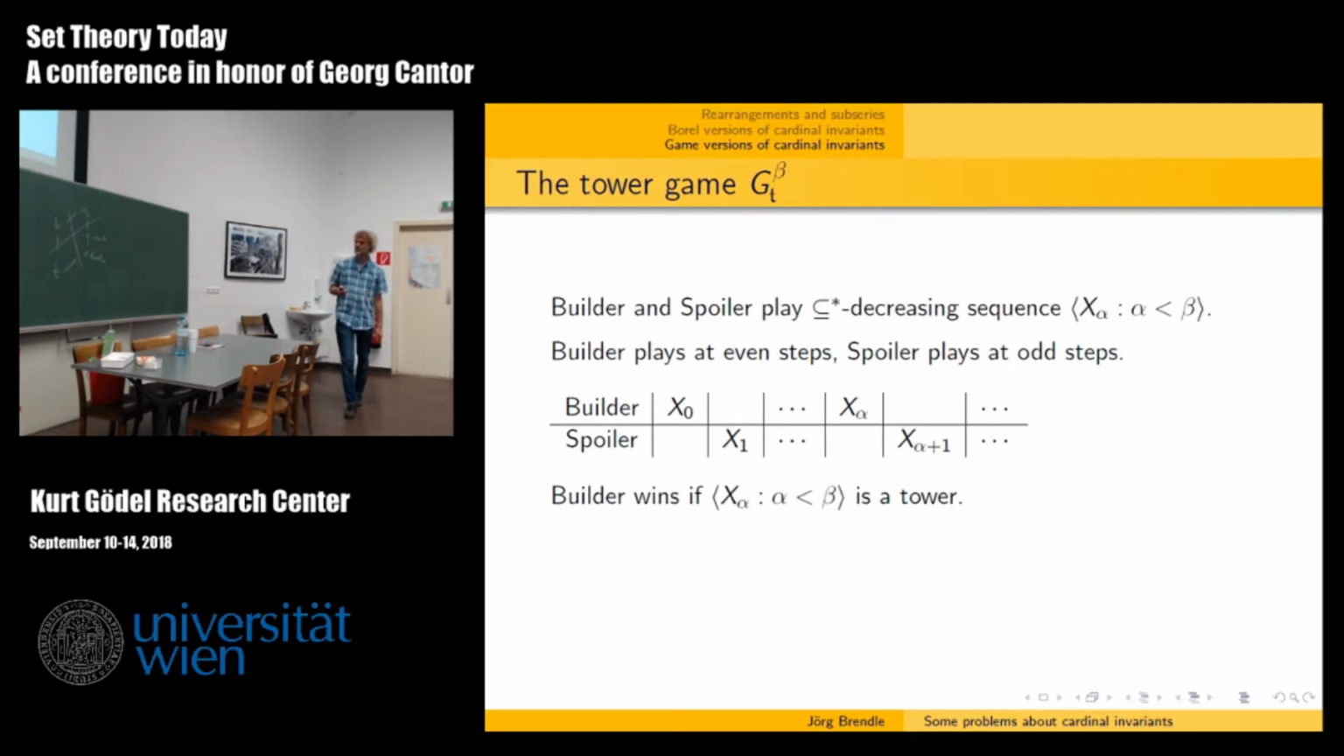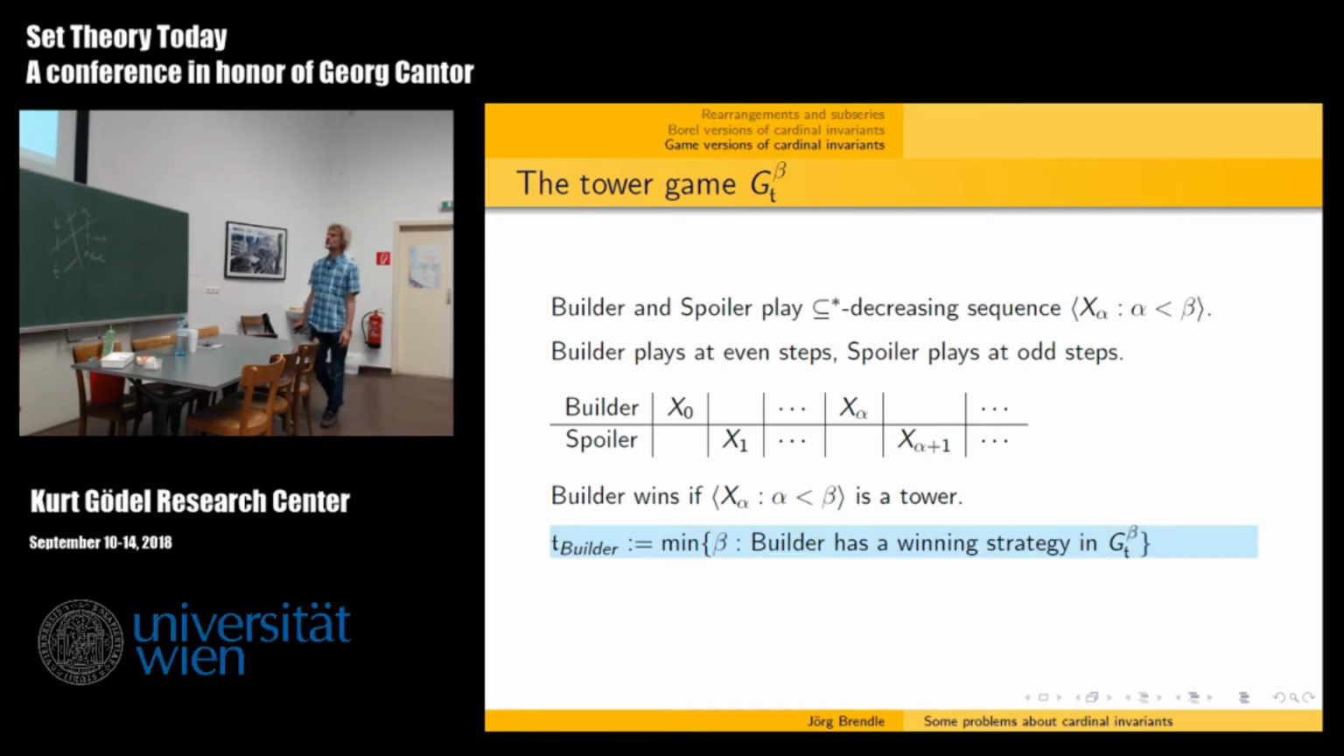Okay, and now builder wins the game if what we get out here is a tower. Now recall what a tower is, I explained this before. It's a decreasing sequence in P(omega) mod fin, which has nothing below. So it's maximal. Tower means there is no infinite subset of omega which is almost contained in all of the X_alpha. And if it's not a tower, then spoiler wins.